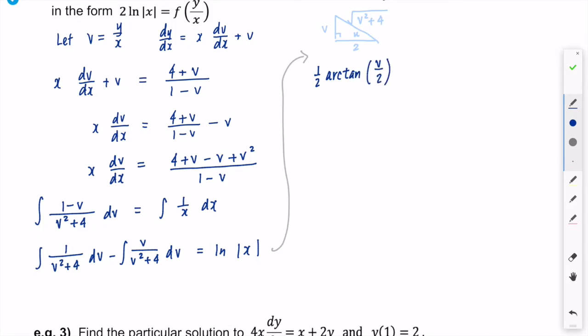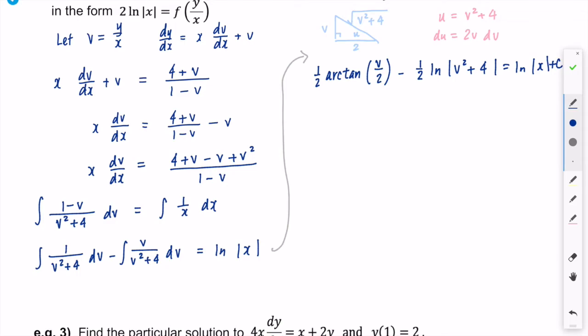Okay. And then the second part, let me show it. If I let u be v squared plus 4, du is 2v dv, which makes this into 1/2 ln of u, which is v squared plus 4. Okay, and this is equal to ln x. I can do the plus c on either side, doesn't really matter. So here we have all this mess here.